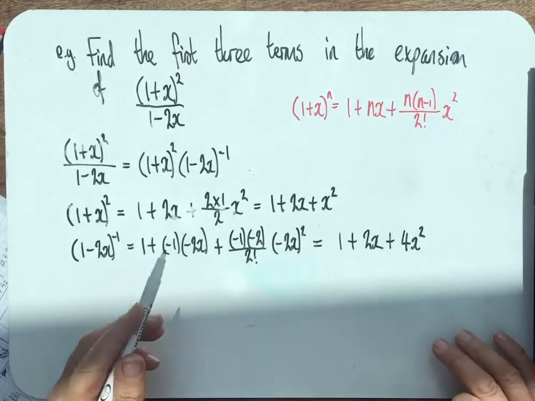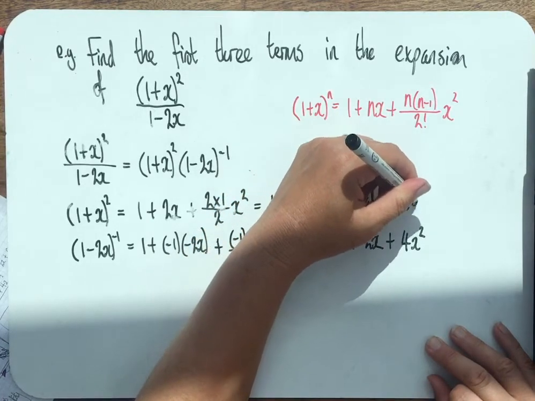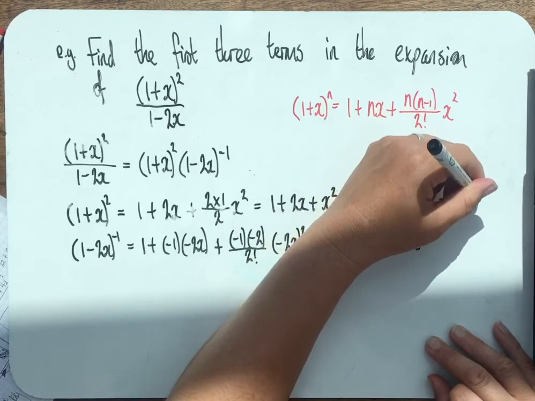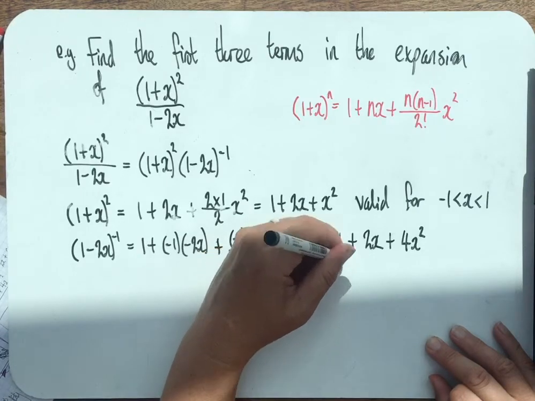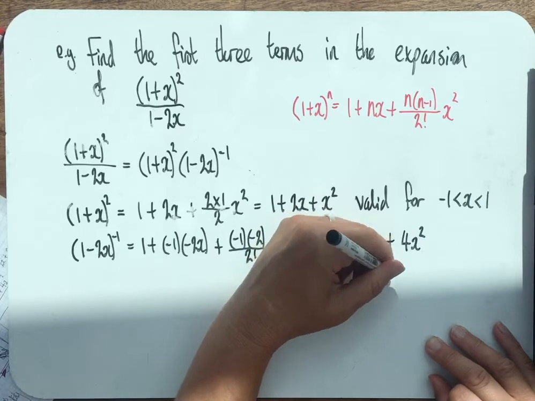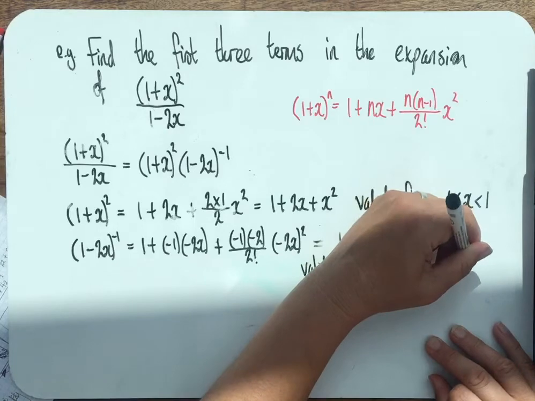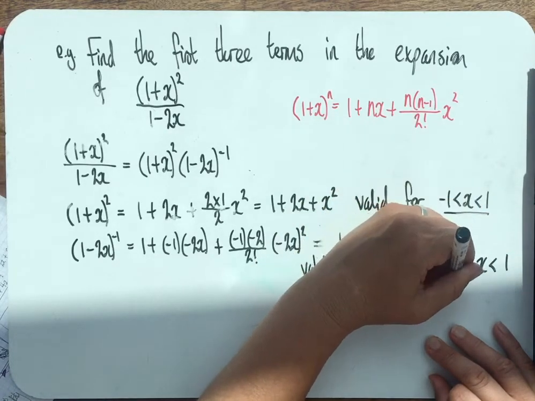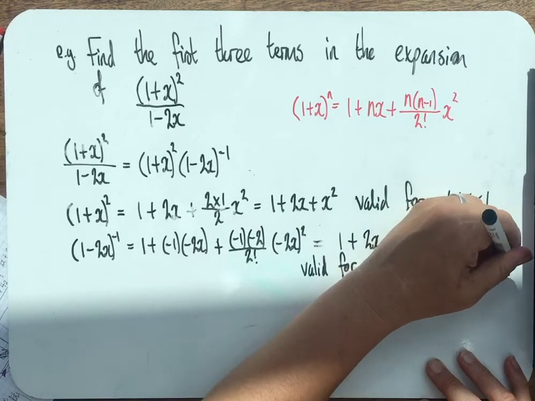Validity on x, this one's valid for modulus of x less than 1, or minus 1 less than x less than 1. The second of these is valid for modulus of 2x less than 1. So minus a half less than x less than a half when you divide 1 by 2. Oops, sorry, less than a half when you divide 1 by 2.